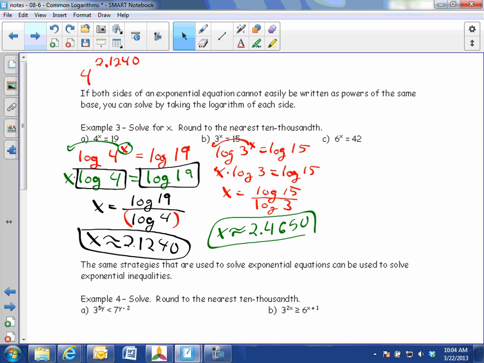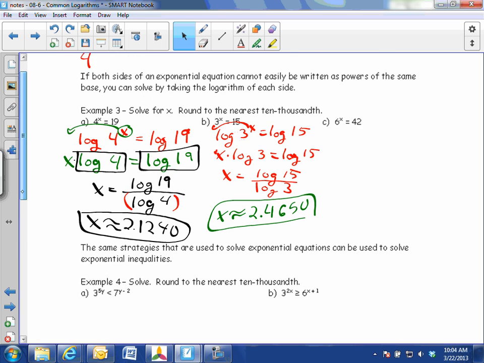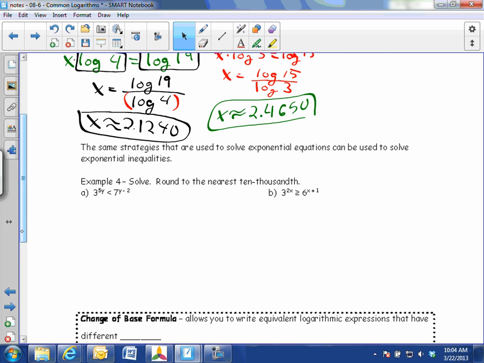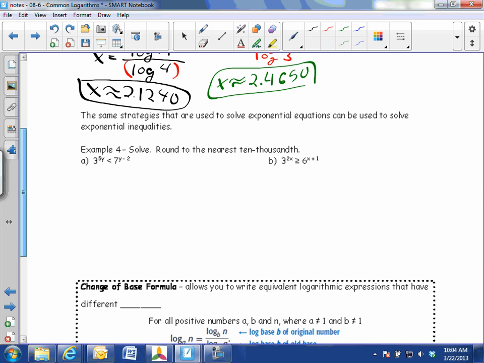No. Okay. All right. So we can do the same idea, only in this case down here, we're working with inequalities. So instead of an equal sign, we just have a greater than or less than. But we do exactly the same idea. Since I have exponents, I would take the log of both sides.